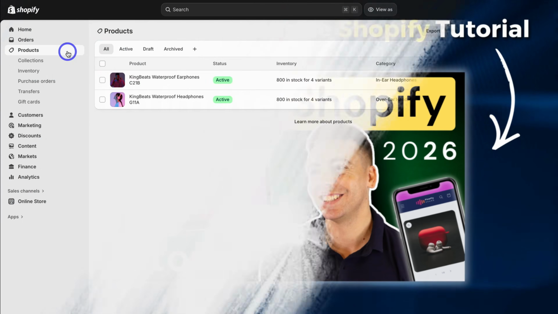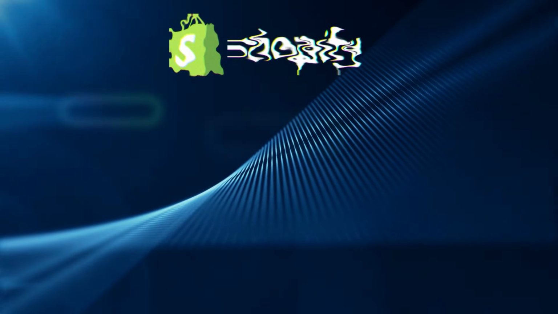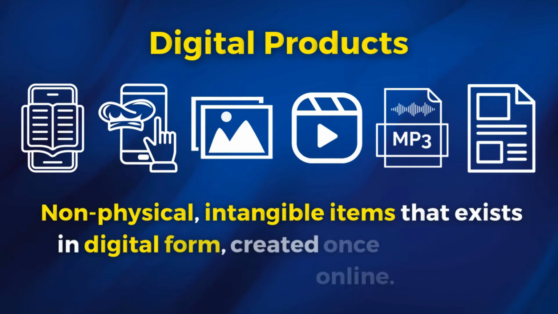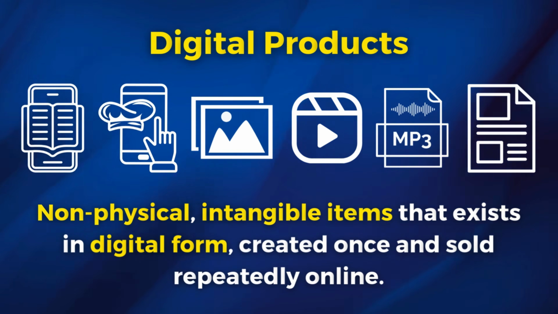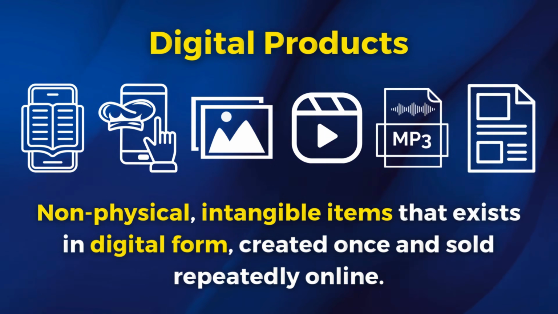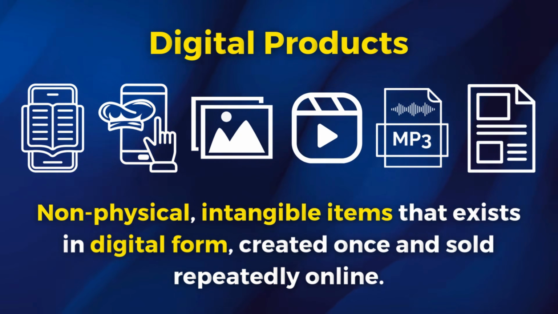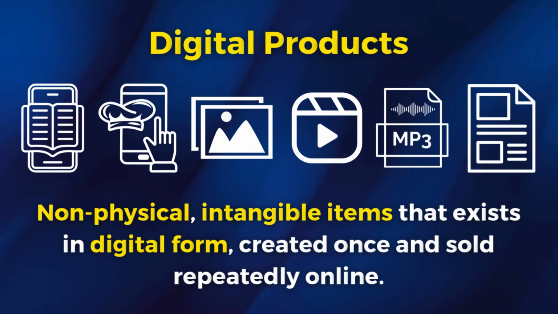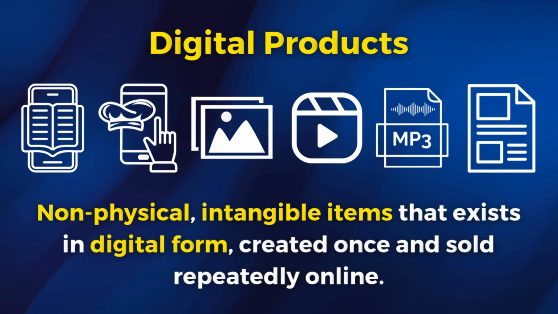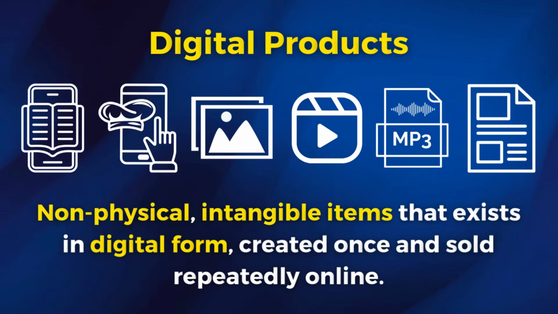Now, if you're unfamiliar with what a digital product is, think of a digital product as something that you create once, and then once a customer purchases that product, they instantly have access to that product. Popular digital products that people sell on Shopify include ebooks, recipes, online courses, photography. Basically, you could sell images or videos, audio clips, music, website templates, as well as other digital templates, and many more different digital product types.